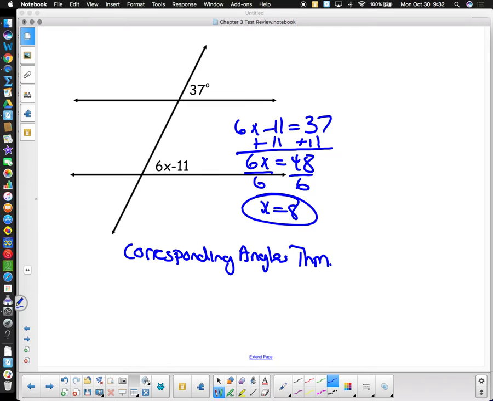Okay? So, pretty straightforward. Obviously, we need to know our angle pairs. But that's not a surprise because we had to know them for the quiz. I've been telling you to know your angle pairs for quite some time.